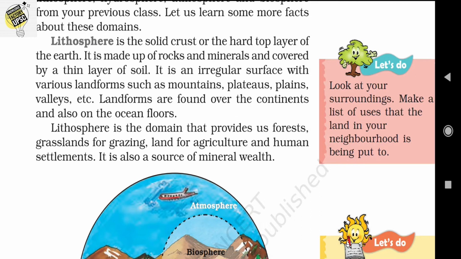Then the lithosphere is a domain that provides us the forest, land grass for grazing, and the land for agriculture and human settlement, and it is also a source of rich mineral wealth. So these are the main features of our lithosphere.